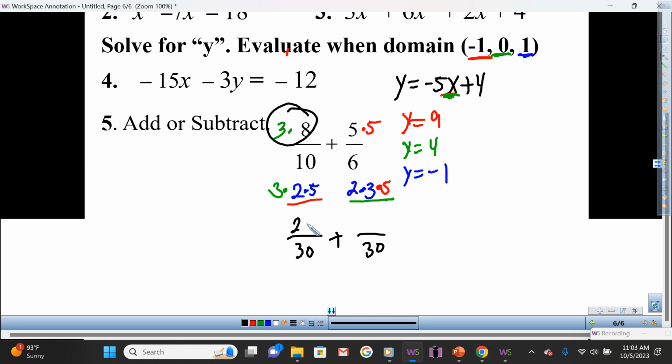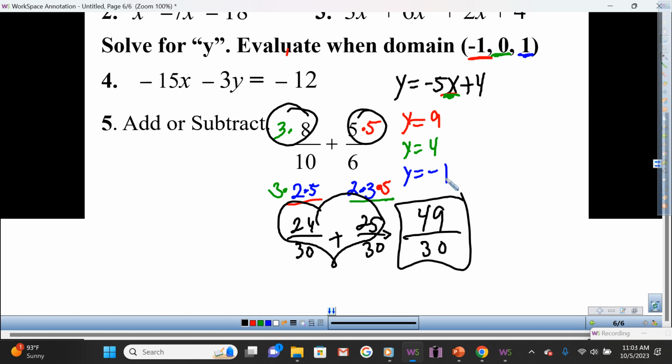Numerators: 3 times 8, that's 24. 5 times 5, that's 25. Common denominator of 30. 24 plus 25, that's 49. If you got that, some of you simplified, which is fine, but for right now we'll leave it like that. I just want to make sure we're practicing the process.